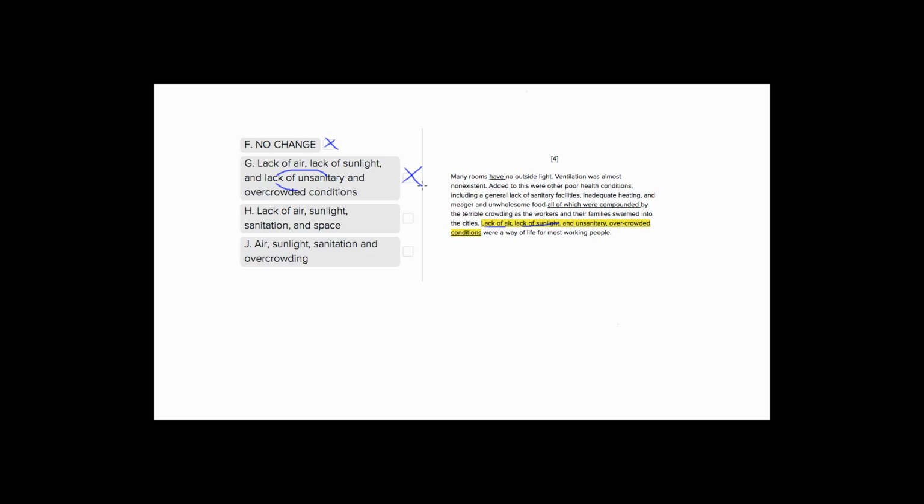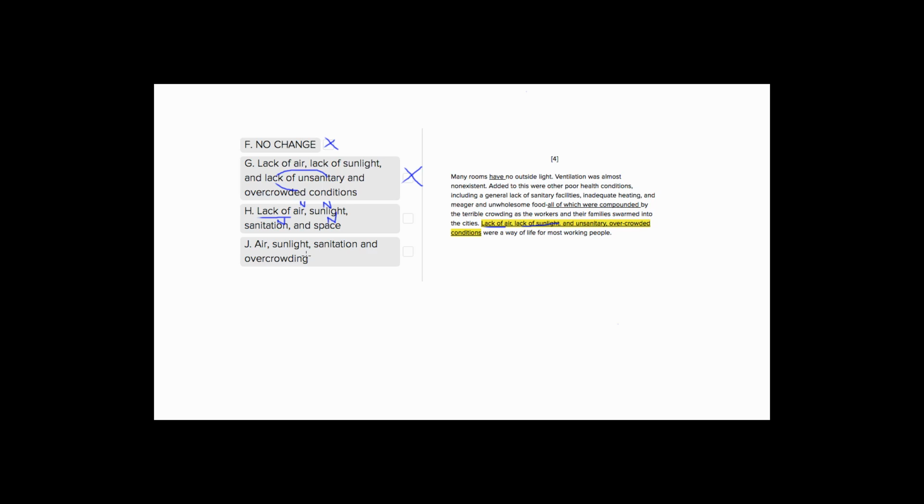Choice 3, lack of air, sunlight, sanitation, and space. This is beautiful because it doesn't repeat this lack of, and it changes everything into these just simple nouns. This is parallel. We have air, noun, sunlight, noun, sanitation. So we've chosen a simple noun instead of unsanitary conditions, and space, also a noun, instead of overcrowding. So this is beautiful. Let's just check 4 to make sure that this is right.